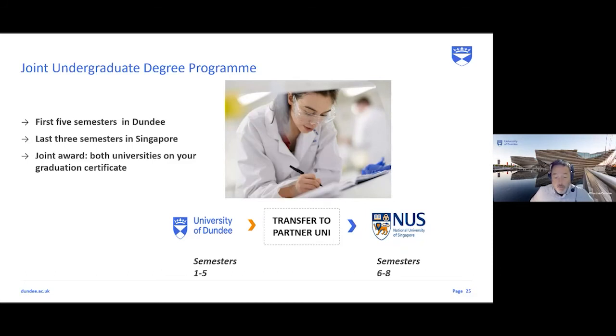The National University of Singapore is the number one university in the ASEAN region and one of the top universities in the world, and we have been working together for many years through exchange agreements. We know that we perform really well as complementary units for our students. So we agreed a number of years ago to embark on this joint award. We recognize each other's contributions and we give you a degree certificate that has both university badges on it.